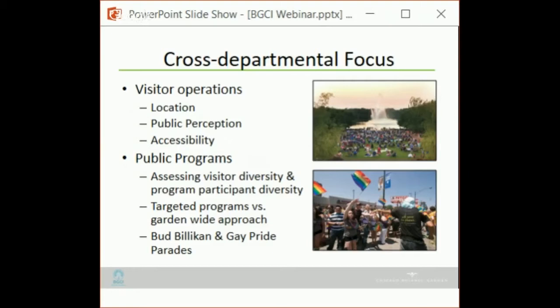So there are a lot of ways in which a garden can support social inclusion through specific programming, staffing, and HR policies and operations. But there are also substantial challenges in documenting whether or not you're successful. How do you collect that information without being intrusive? And so we're working on that.